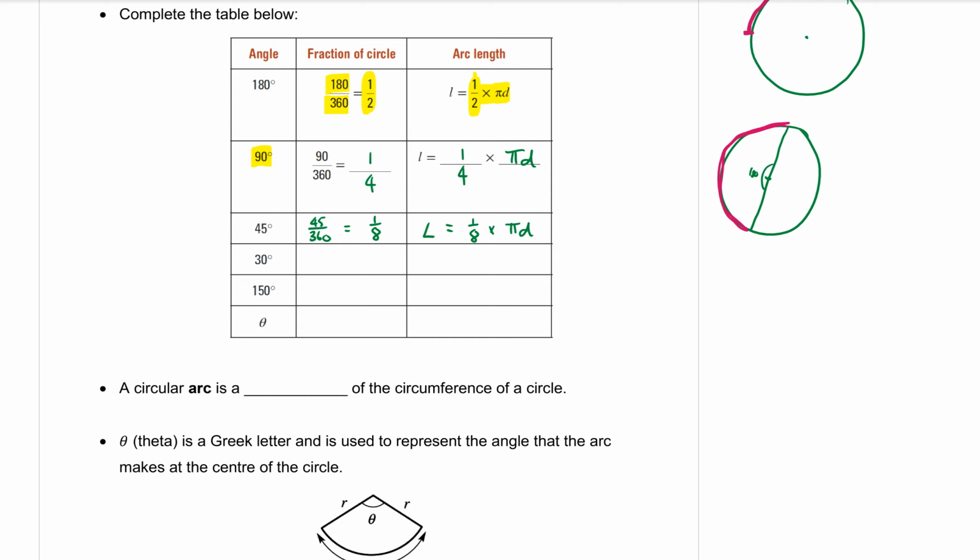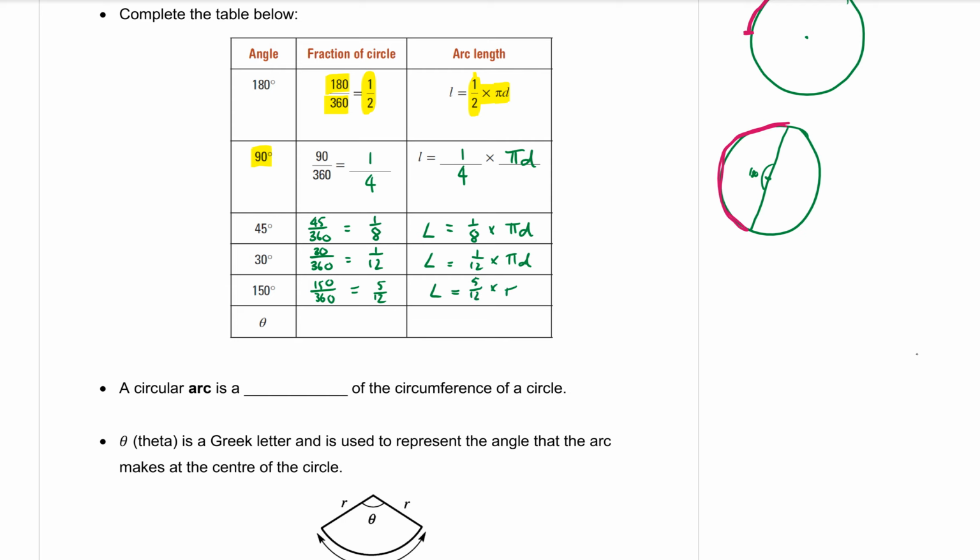If I have 30 degrees, I put that over 360 and simplify it. That gives me 1/12 of a circle. So L would be equal to 1/12 times pi d. If I had 150 degrees, I would put that over 360. I'd simplify it down to 5/12, and I would get the formula L is equal to 5 over 12 times pi d.